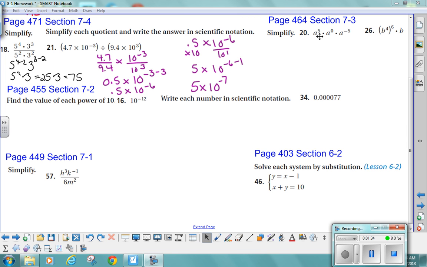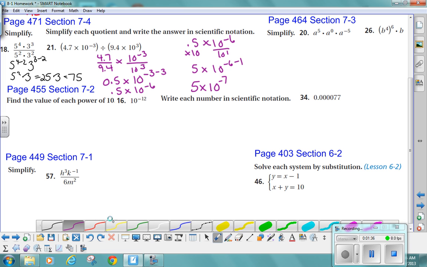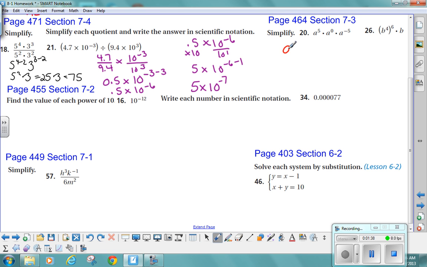Number 20, you're multiplying all those a's together, so you keep the a and you add the exponents. So 5 plus 0 plus negative 5. Well, 5 minus 5 is 0, 0 plus 0 is 0. Anything to the 0 power is equal to 1.